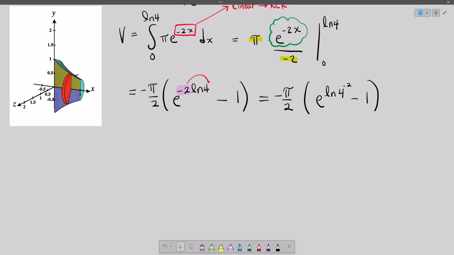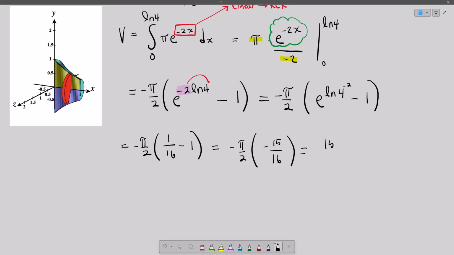So this will all become negative pi over 2. The e and the natural log cancel. We have 4 to the -2, which is 1/16 minus 1. So we have negative pi over 2. We're going to write that as negative 15 over 16. Now we get positive 15 pi divided by 32. No common factors. So that is our simplified answer there.